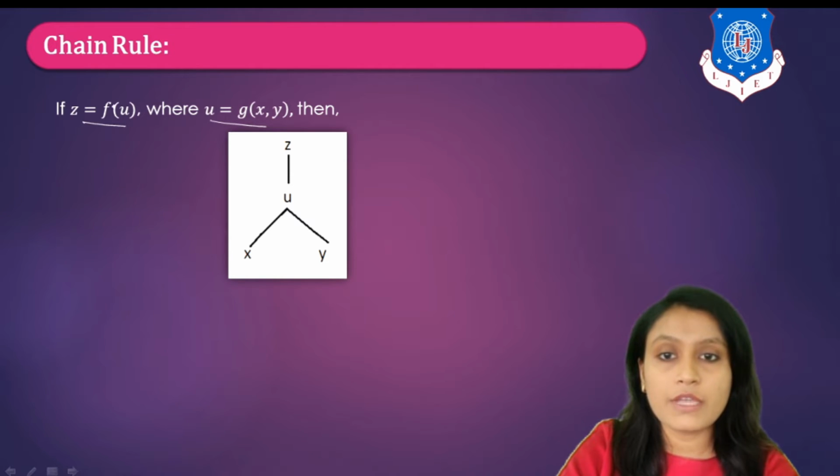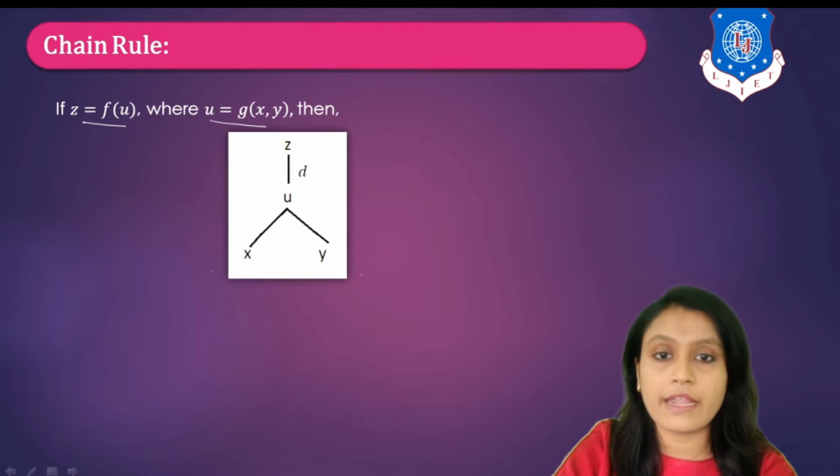Okay, now you can see here z is a function of u, so we will draw like this: z a function of u, and u is a function of x, y, so we will write u is a function of x and y. Here we have only one variable from z to u, so we will write d, and we have two variables from u to x, y, so we will write del.